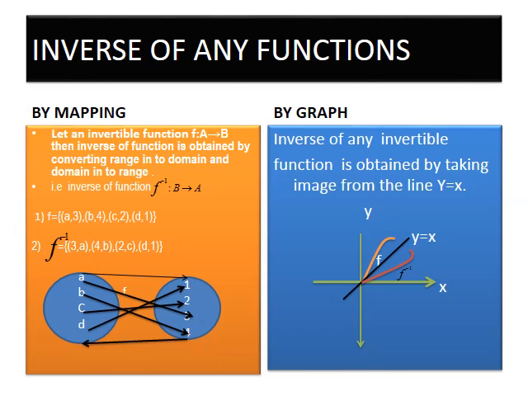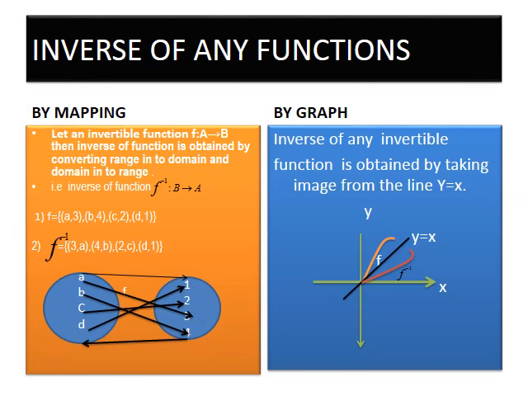Okay, the inverse of a function is obtained by converting the range into the domain and the domain into the range. It means the domain of the function is converted into the range and the range into the domain. It means f inverse is defined from B to A. The range is converted into the domain and the domain into the range.